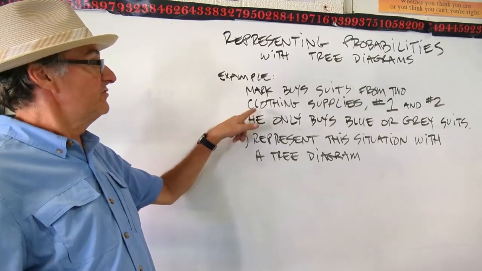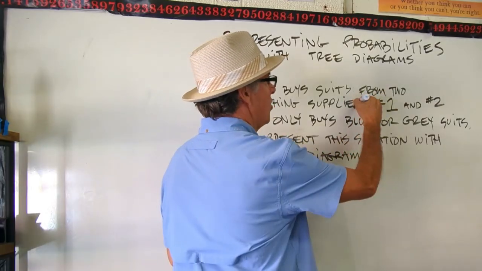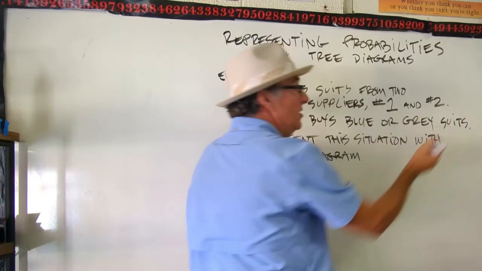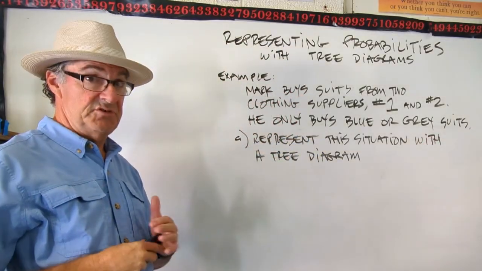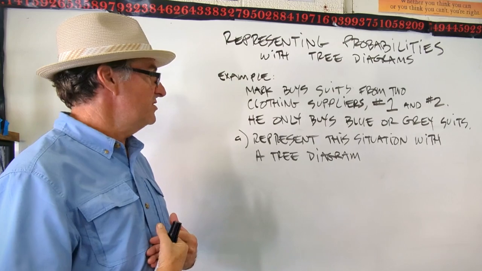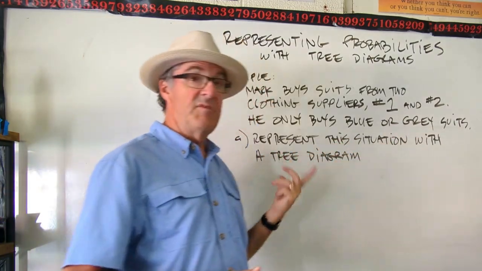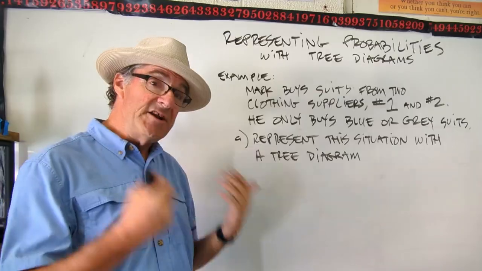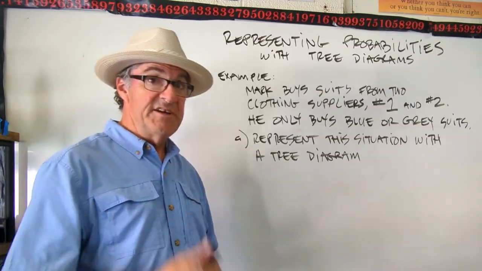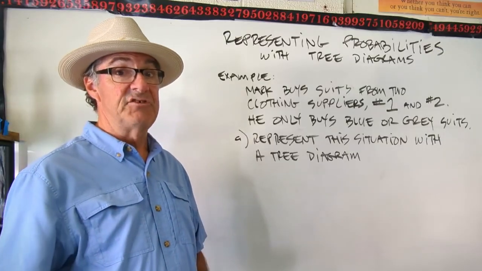Mark buys suits from 2 clothing suppliers, number 1 and number 2. He only buys blue and gray suits. So, okay, maybe not super imaginative, but it will suffice for our situation. So prompt 1, represent this situation with a probability tree diagram. Now, if you already know how to make one, I would say pause the video right now and do that. Otherwise, since this is a video introducing tree diagrams, I'm just gonna go ahead and do it.